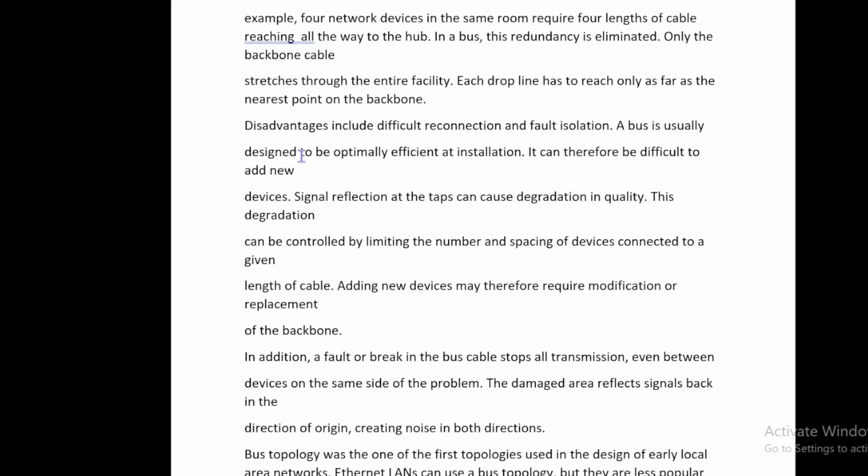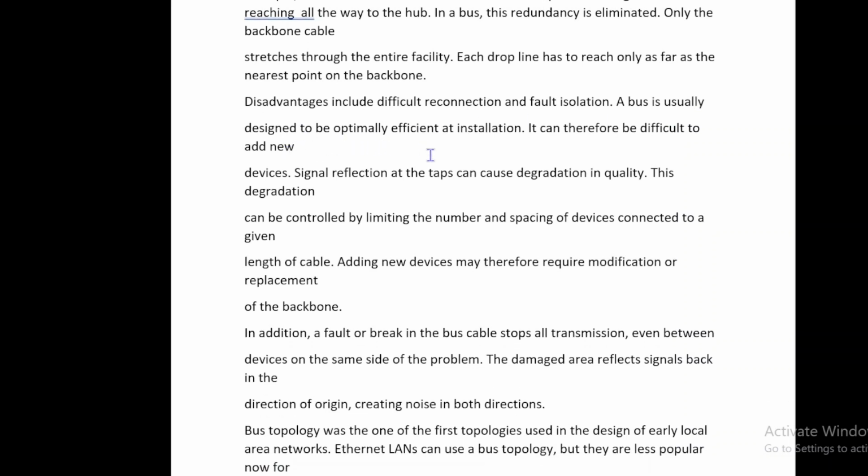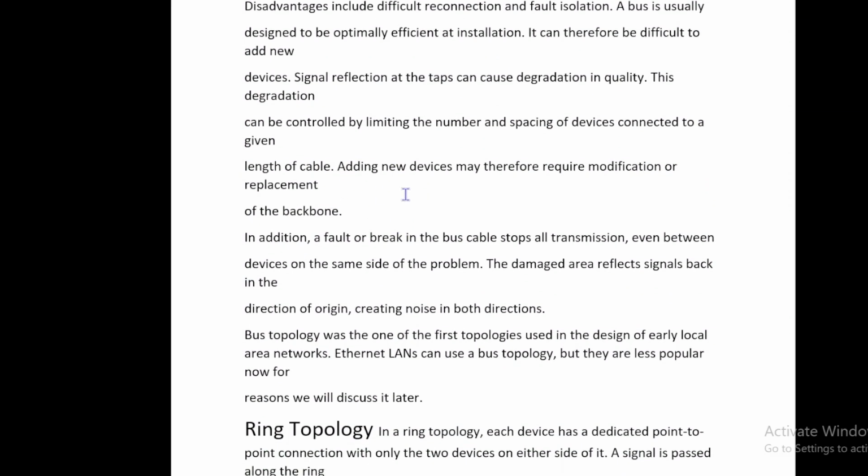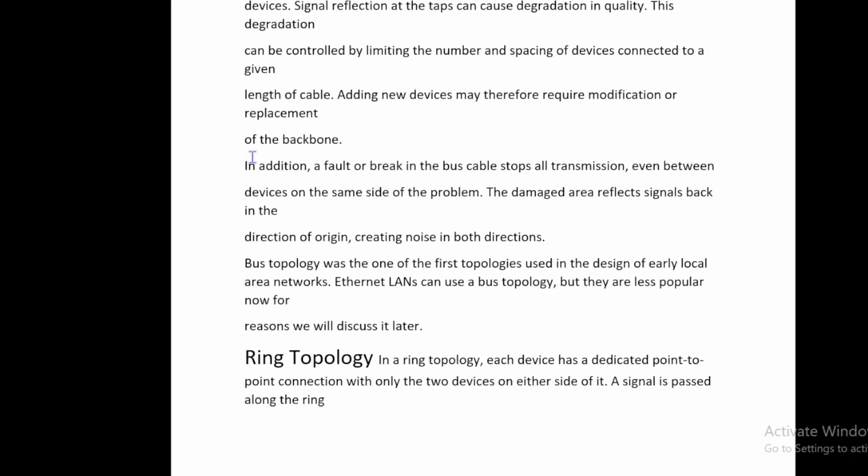A bus is usually designed to be optimally efficient at installation. It can therefore be difficult to add new devices. Signal reflection at the taps can cause degradation in quality. This degradation can be controlled by limiting the number and spacing of devices connected to a given length of cable. Adding new devices may therefore require modification or replacement of the backbone.